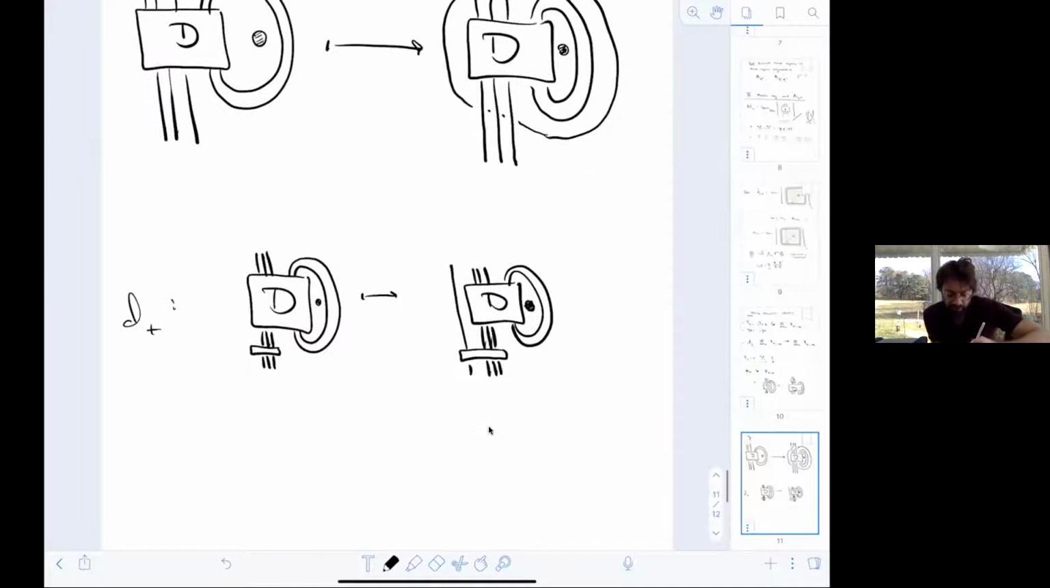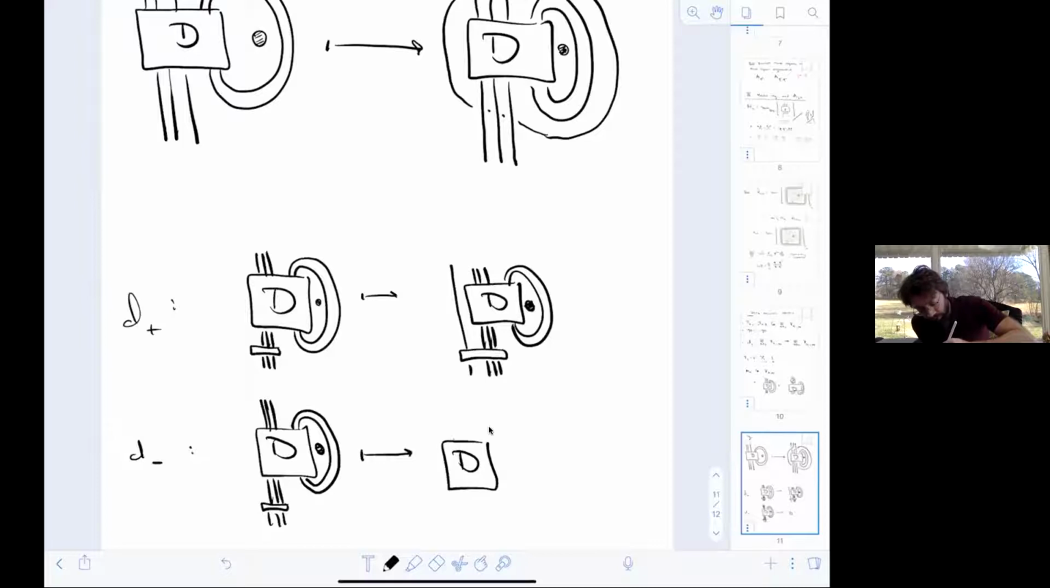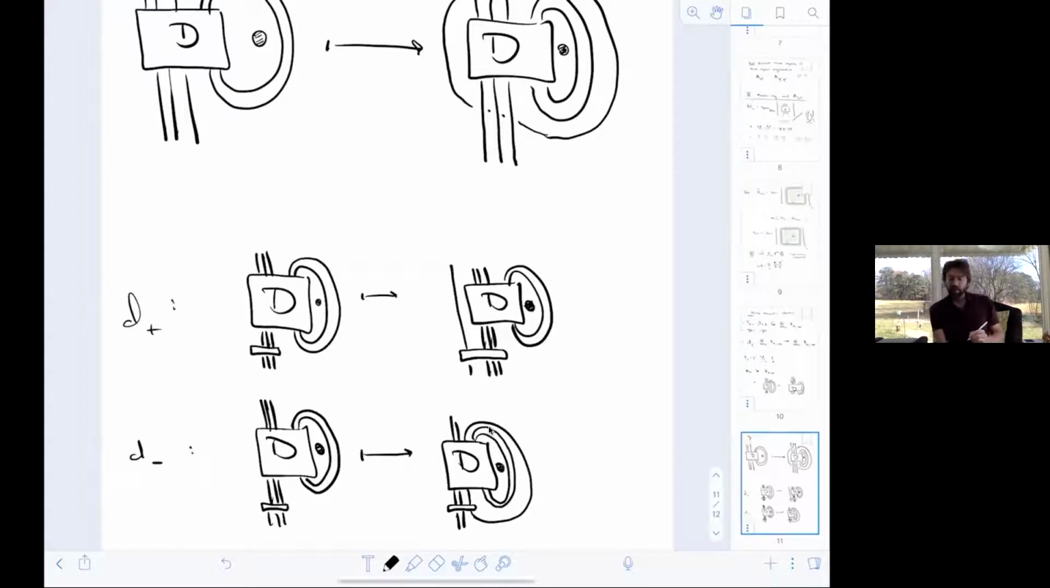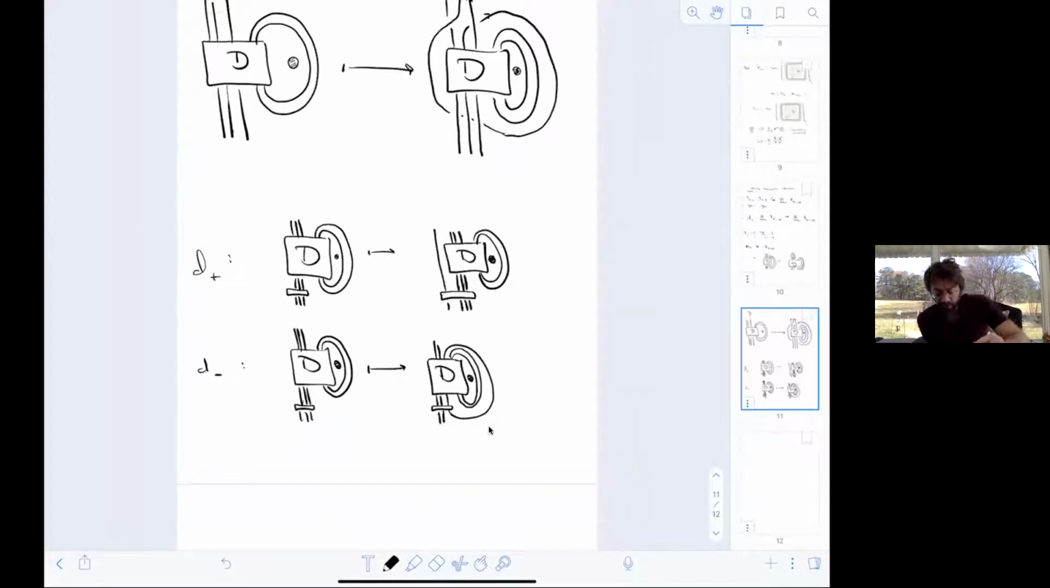So that's your raising operator, and your lowering operator does the following. Okay, so again, you have a diagram which is sort of symmetrized below. And the lowering operator just grabs the rightmost free strand and connects it to the bottom. Okay, so these are the operators and the kinds of relations they satisfy.